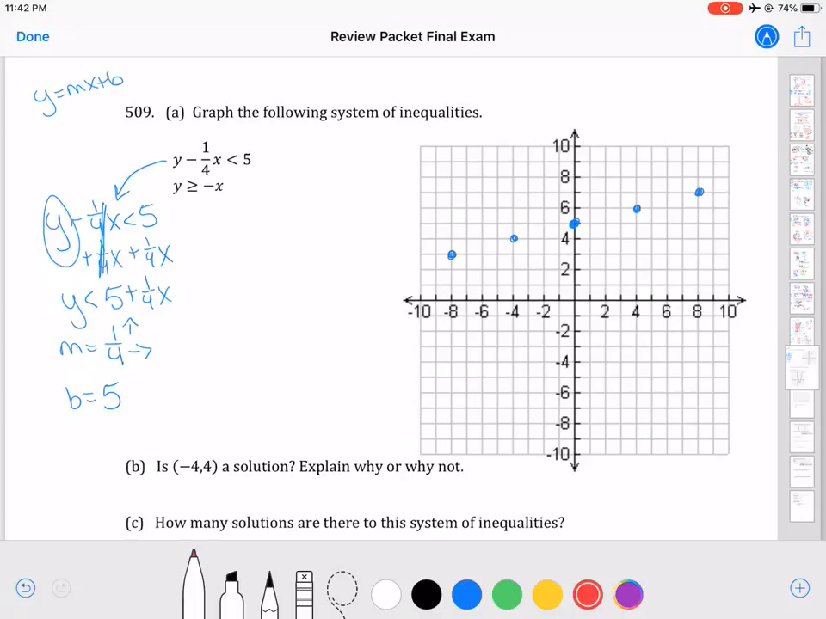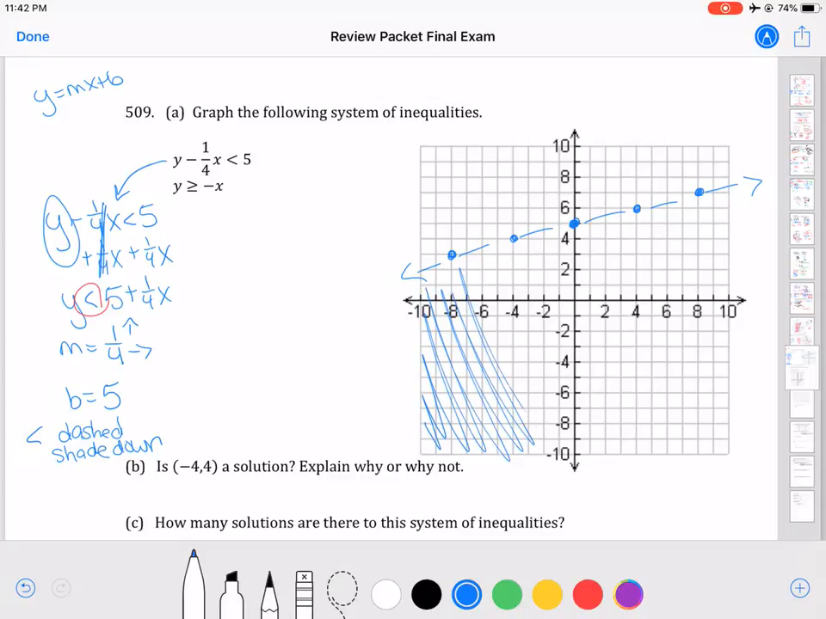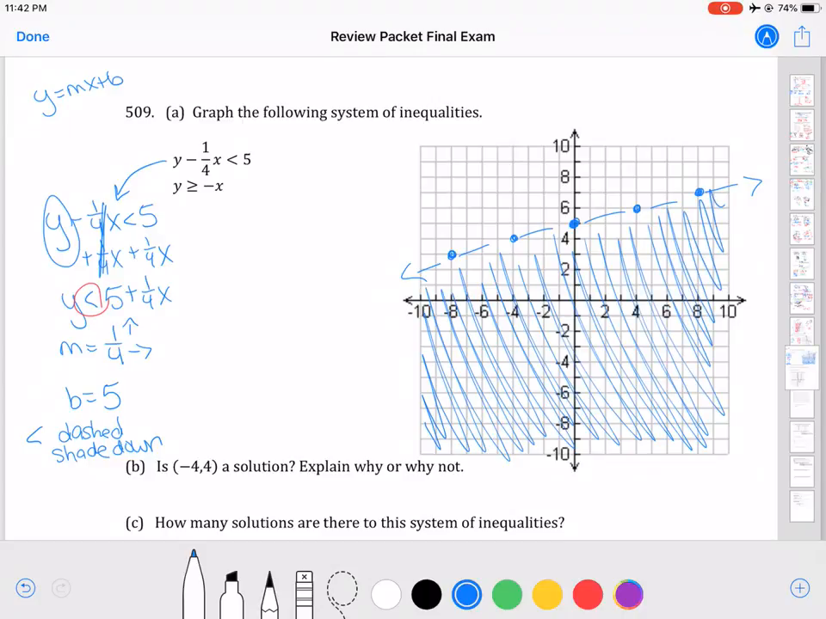Now don't connect them quite yet. It all depends on your symbol. For this one, I have a less than. Because it doesn't have the or equal to, that tells me that it's dashed, and less than is going to be a shade down. So I'm going to dash this line, and I'm going to shade everything beneath it. So I'm shading this one down. And that one's good to go.